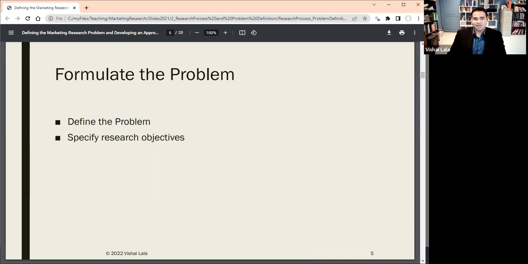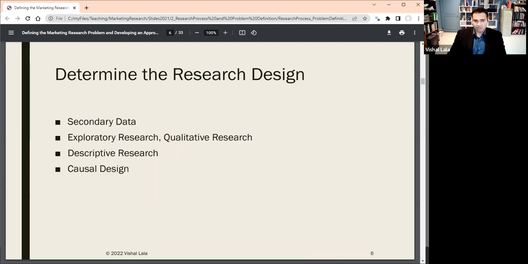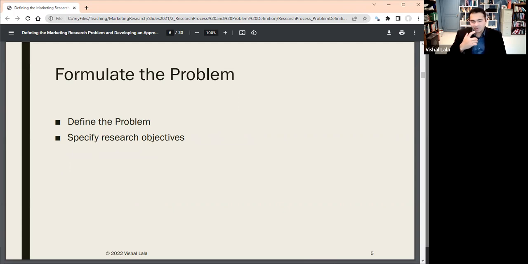Oftentimes it is really hard to identify or uncover the exact nature of the problem. And so typically, a lot of effort might be spent in formulating a problem. This might be made possible by conducting a number of in-person interviews with stakeholders, conversations with customers, looking at secondary data. All these might eventually help define and formulate the problem.